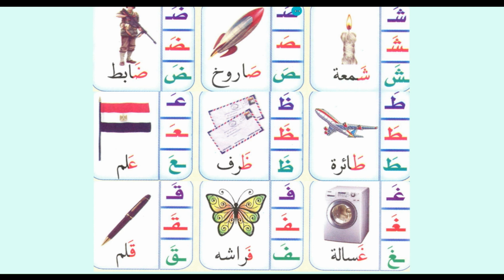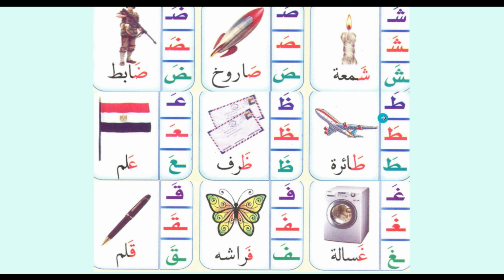Sod, the head of Sod, as you can see, Sod at the beginning, in the middle, and at the end of the word, like صاروخ, صاروخ. Dod at the beginning of the word, in the middle of the word, at the end of the word, like this. ضابط, ضابط.